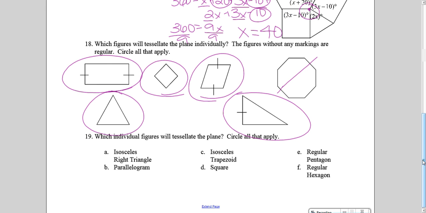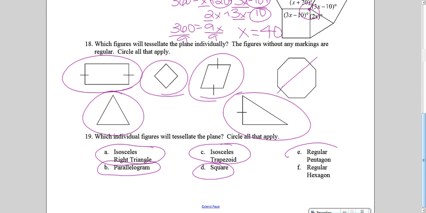So which individual figures will tessellate the plane? Triangle, any triangle will. So we look for anything that says triangle. Any quadrilateral will, so our parallelogram does. Our trapezoid, our square. And the other one that will always tessellate is our regular hexagon. So there we go. There are all of our tessellations.